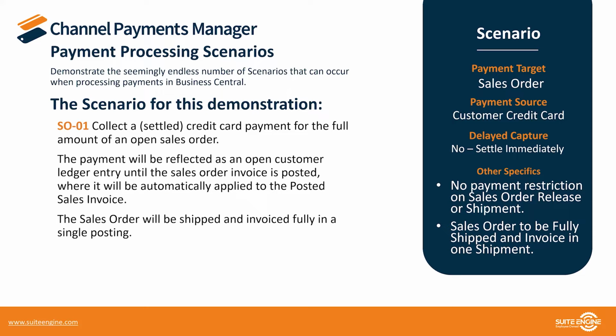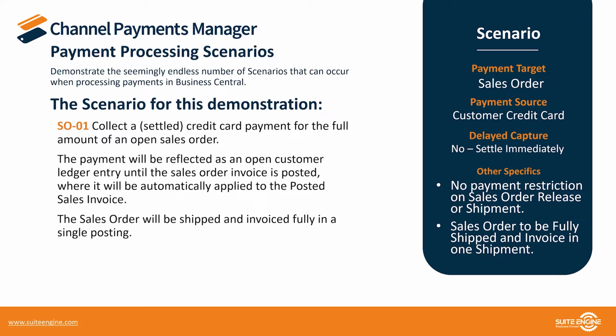In this one, we're going to do a very simple scenario where we're going to take a payment for a sales order and we are going to settle it immediately. In other words, as soon as we take the payment, it will be a settled payment. This will be reflected as an open customer ledger entry until the sales invoice is posted, and then it'll be automatically applied. We're going to keep it simple and ship an invoice fully in one single posting. Again, not using any delayed capture, using a customer credit card as the payment source, and not imposing any restrictions on the sales order release or the shipment.